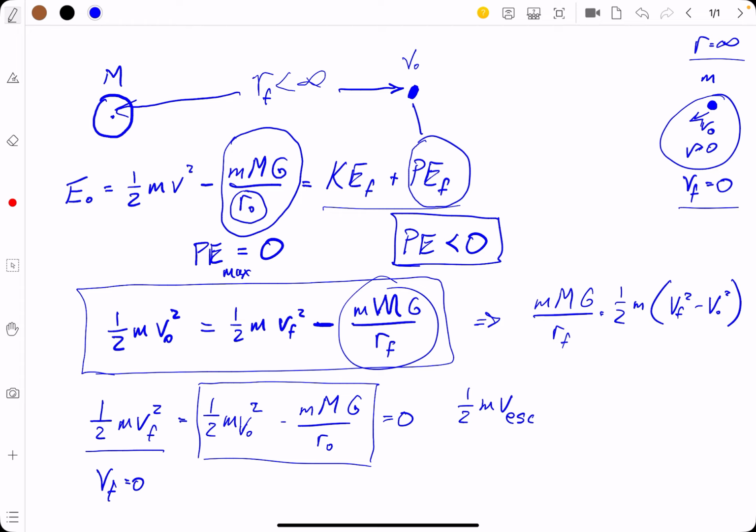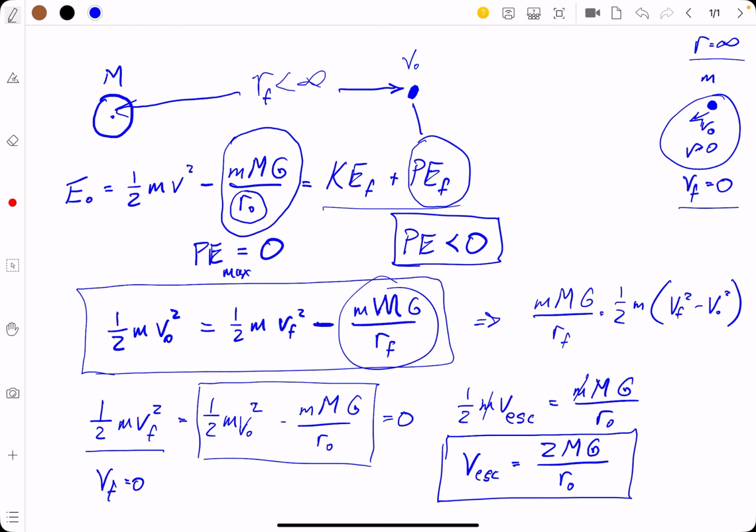So v escape squared is equal to our big M g over our initial radius. So we can cancel some stuff, we can multiply by some stuff, and we can figure out our v escape velocity is equal to 2 times our big M g over our initial radius. Did I drop a squared? I did. Yep. Very nice. Very good. Okay, that's our escape velocity.